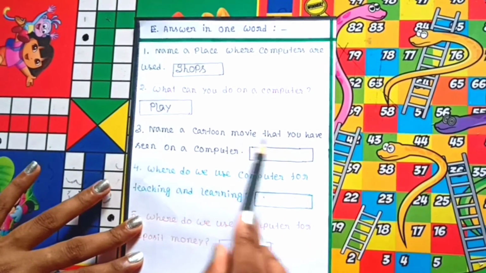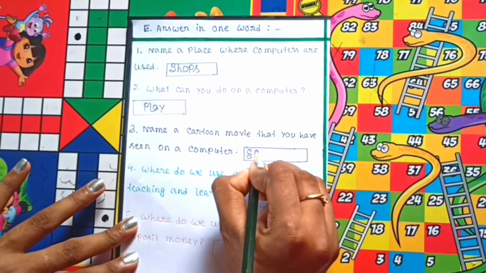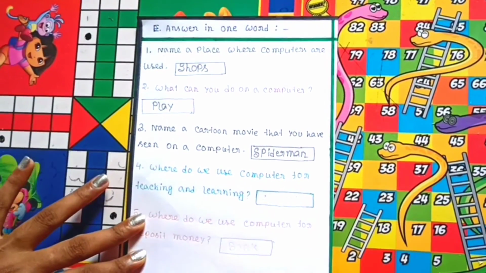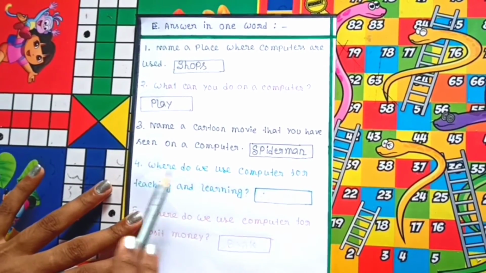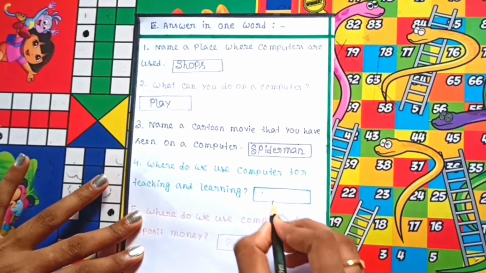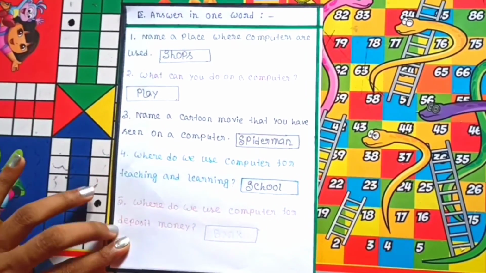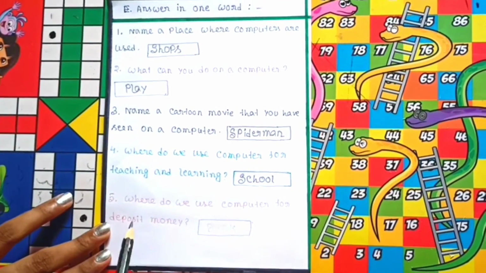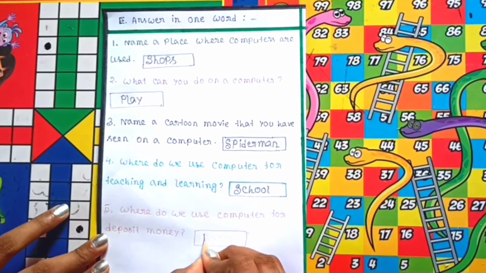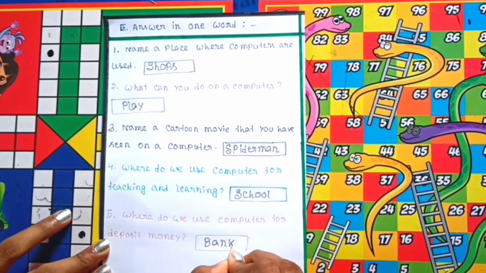Next, name a cartoon movie that you can see on a computer. Spider-Man, Tom and Jerry, etc. Okay? Next question, where do we use computer for teaching and learning? We use computer in school for teaching and learning. And the last question, where do we use computer for deposit money? We use computer for deposit money in bank. Okay?